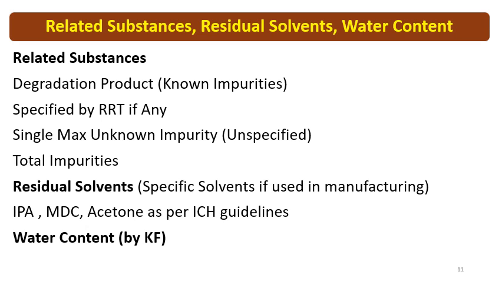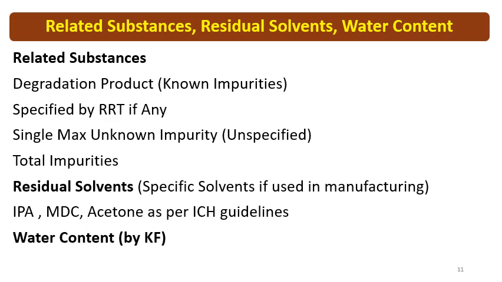Then single max unknown impurity, also known as any other individual impurity, that is unspecified. So out of all the unknown impurities, whichever is higher, that is required to be tested. And finally the total impurities are tested. Along with this, the enantiomeric impurities are tested.